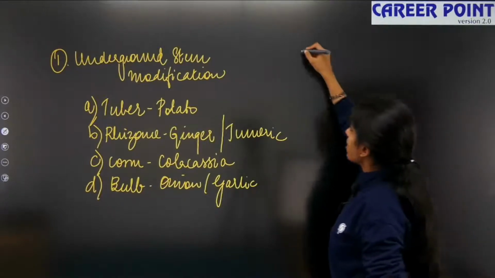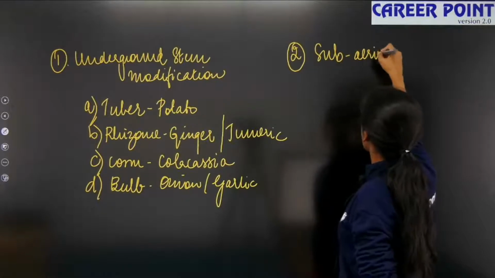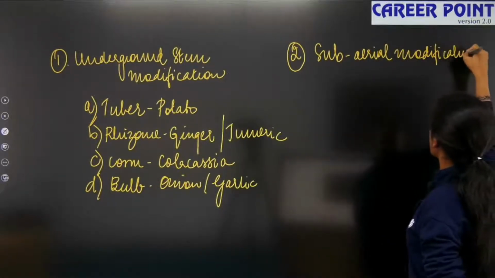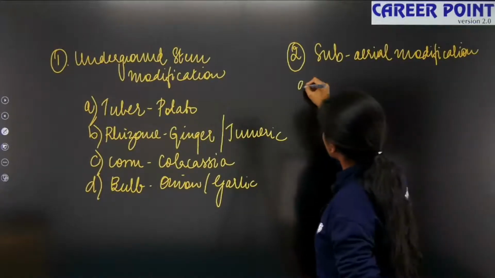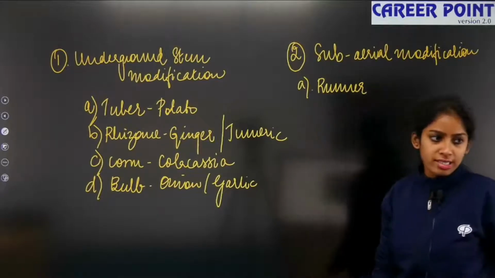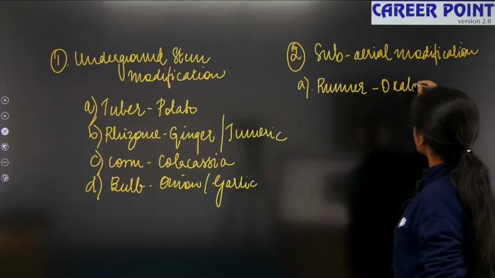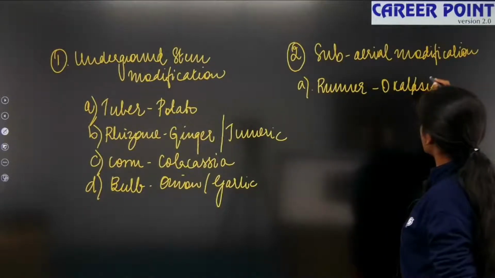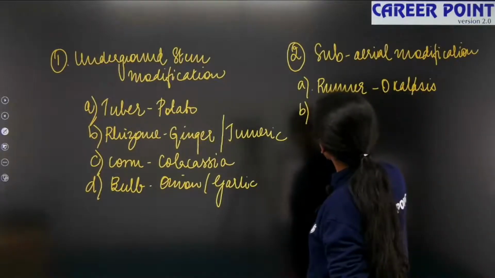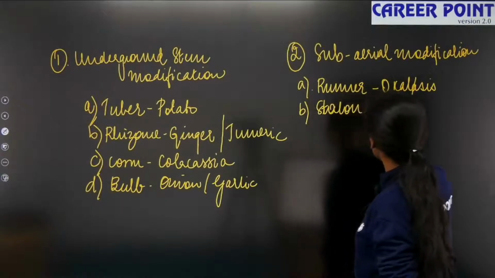The second type of stem modification is your subaerial modification. Here also you have 4 types. The first type is your runner. It runs along the surface. Example is your oxalis. Then it is your stolon. Example of your stolon is your jasmine and your mint.